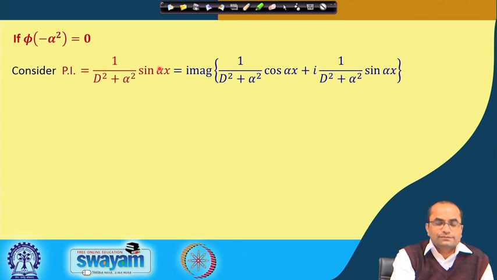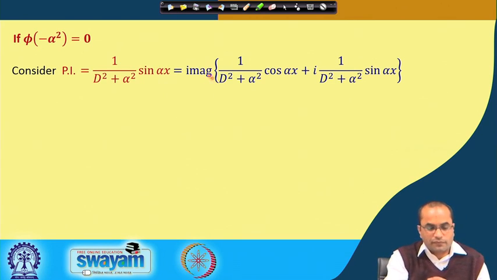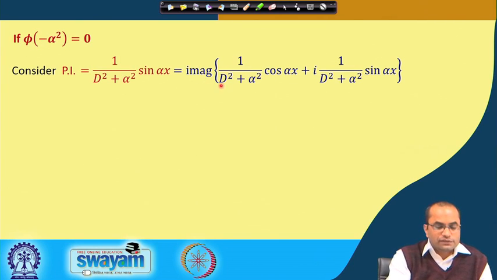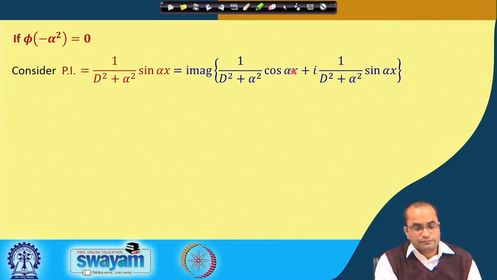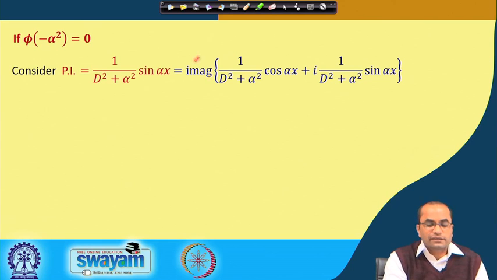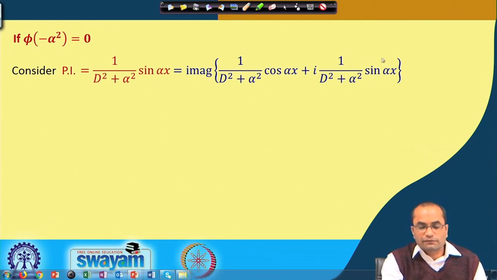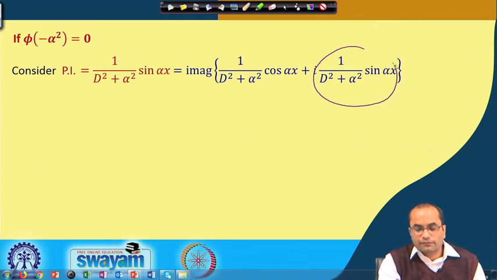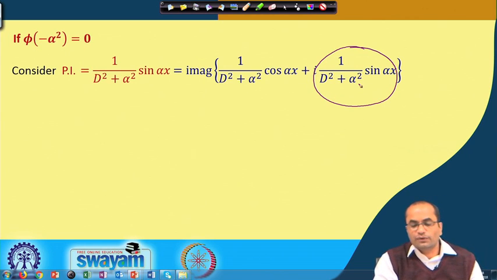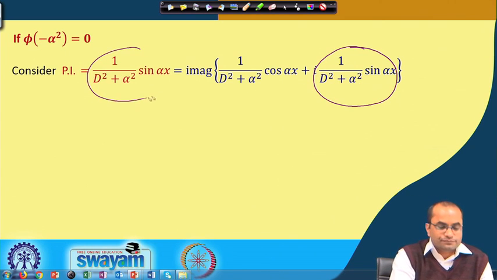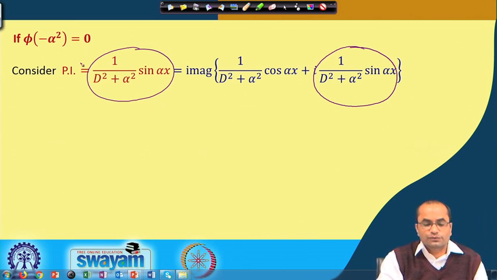The sin alpha x we will take as the imaginary part of this, 1 over d square plus alpha square, that is the operator. So, this sin alpha x we have written actually as cos alpha x plus I times sin alpha x, and we are taking the imaginary part of this, meaning we are talking about 1 over d square plus alpha square on sin alpha x, which is the operation we want to do here.